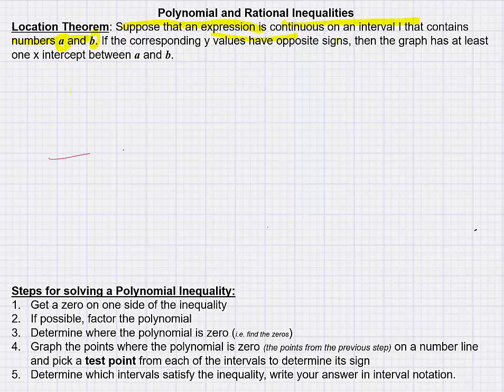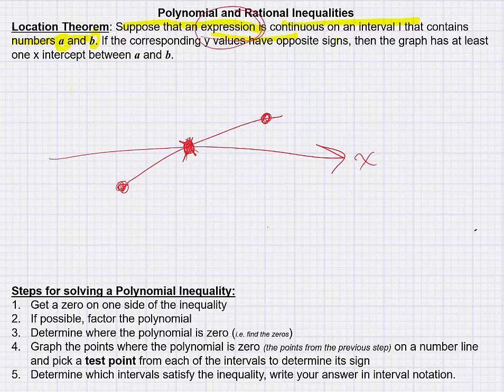You know, it's this idea of, okay, here's the x-axis. Let's say I have a point here and I have a point here. Well, in order to get from point A to point B, you would have to cross the x-axis. If this one is a negative y and this one has a positive y, they have opposite signs, you'd have to cross the x-axis. Well, if you hit the x-axis, that means the expression is equal to 0. How do you find x-intercepts? You set your equation equal to 0. So the y value is 0 is the easiest way to say it. So that's this idea of this location theorem.